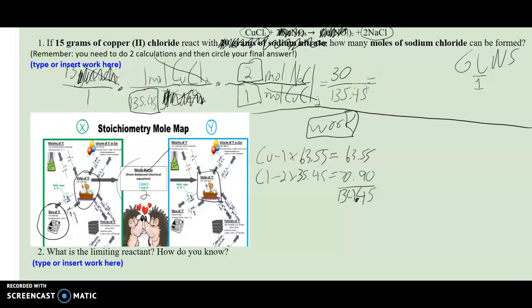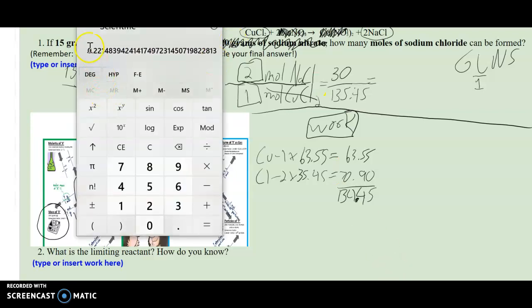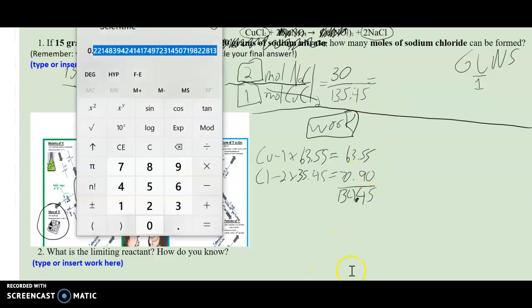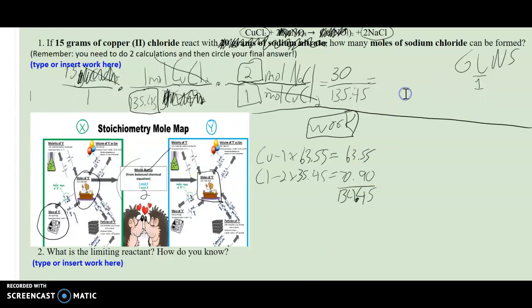oh man, what was that number? Can I copy and paste from a calculator? No, not going to do it. 0.022. And my unit, if you forget, is moles. So I take the last unit I have, and that's moles of NaCl. Alright, so here is my final answer for this problem.